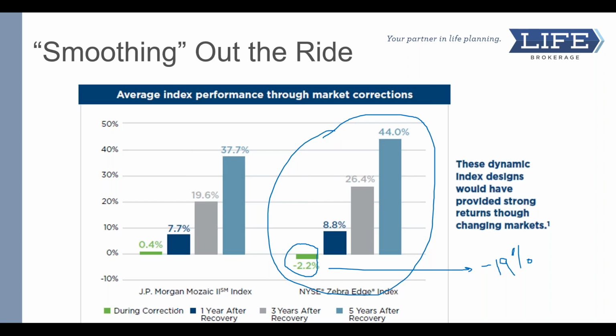Back to you, Bud. And then you take into account one of the selling features of IUL is the ability to reset. So after these corrections, you get to reset at the new floor, and you look at 1 year post recovery, and this Zebra Edge still has the juice, despite the volatility control, to bring back a percent return. 3 years after recovery, 26% return, and 5 years after the recovery, 44% return. So you're smoothing out the downside while maintaining all of the upside.